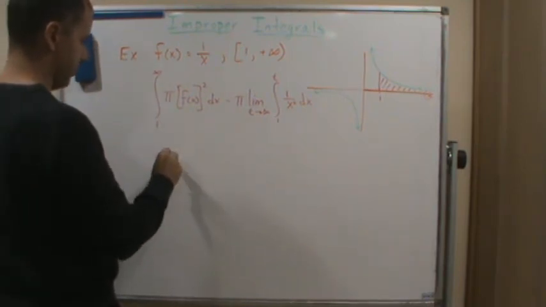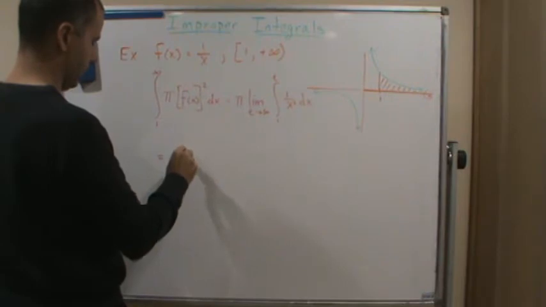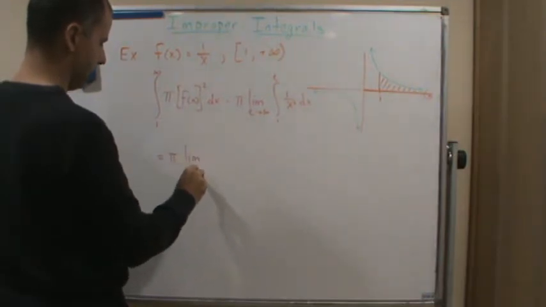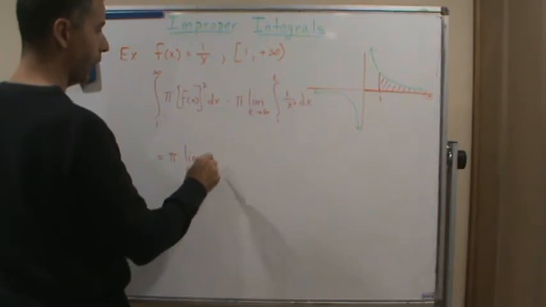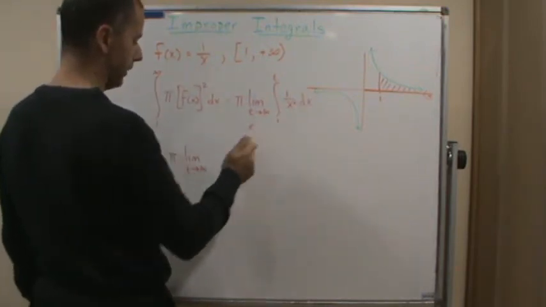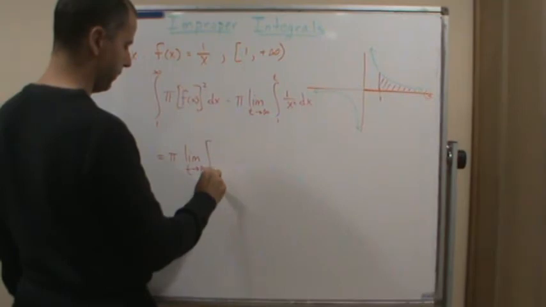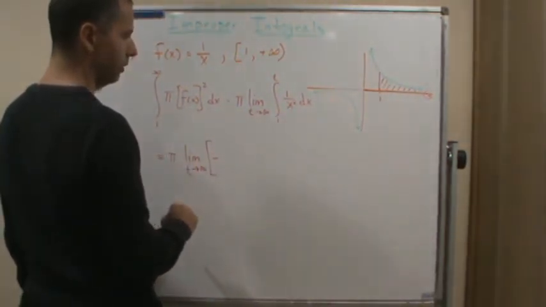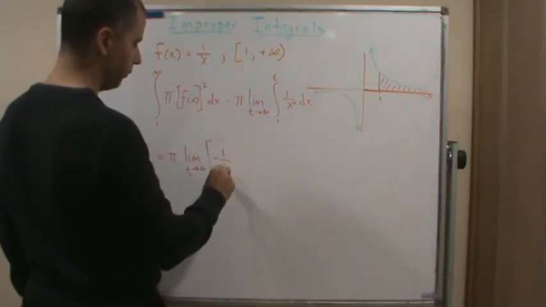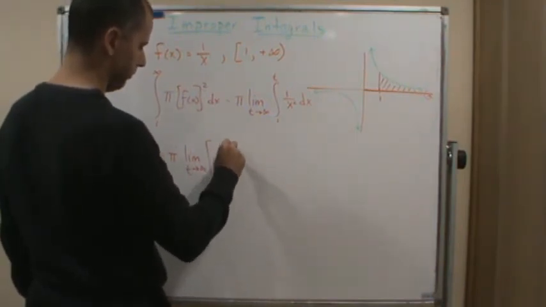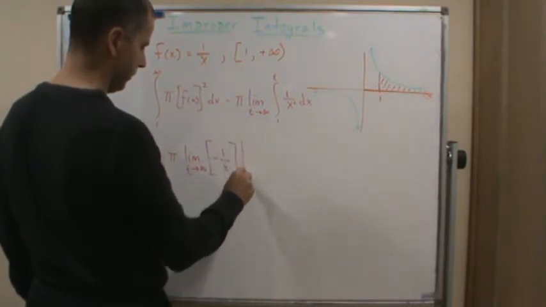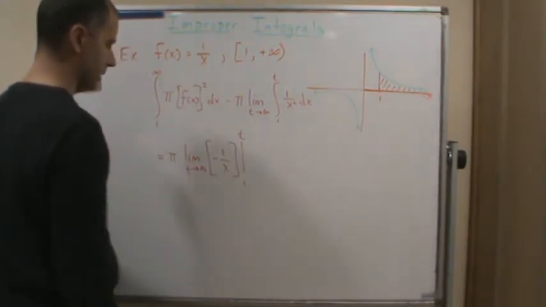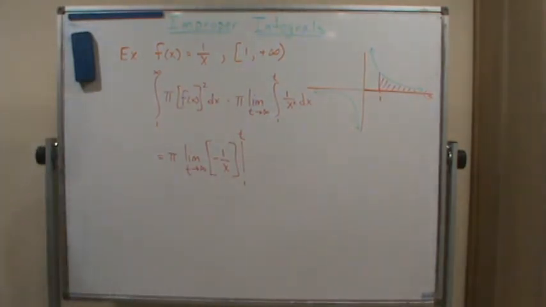Let's continue on. So this is going to be pi times the limit as t approaches infinity. And now we're going to integrate. So how do we integrate this? This is going to give me negative 1 over x from 1 to t. So I just used the power rule for integration.